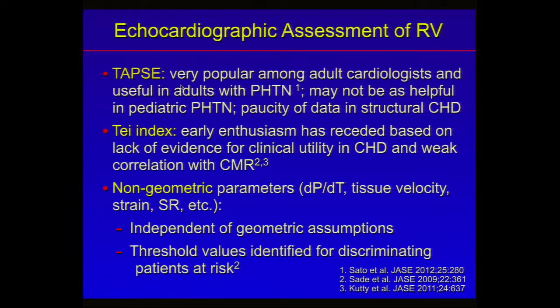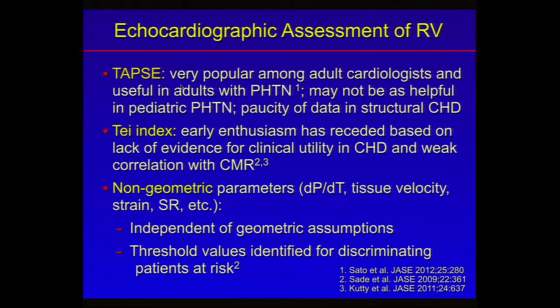The TAI index, which is a geometry independent parameter, had a lot of enthusiasm when it was first introduced, mostly because it is relatively easy to measure. However, enthusiasm has receded based on lack of evidence that it's clinically useful in congenital heart disease and weak correlations with cardiac MRI.